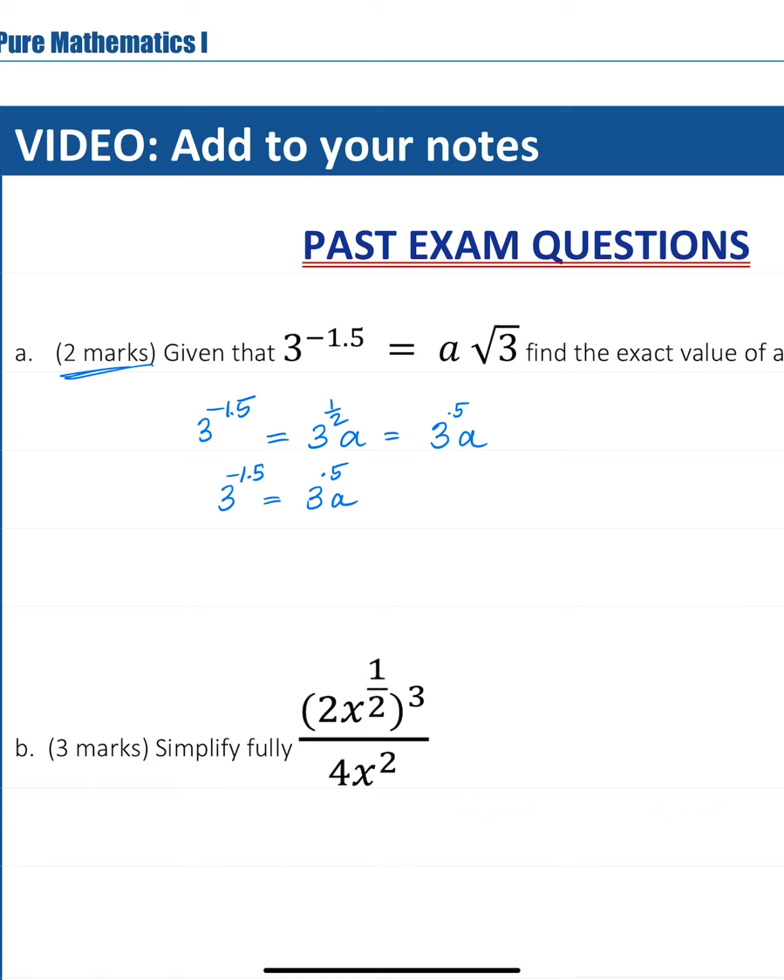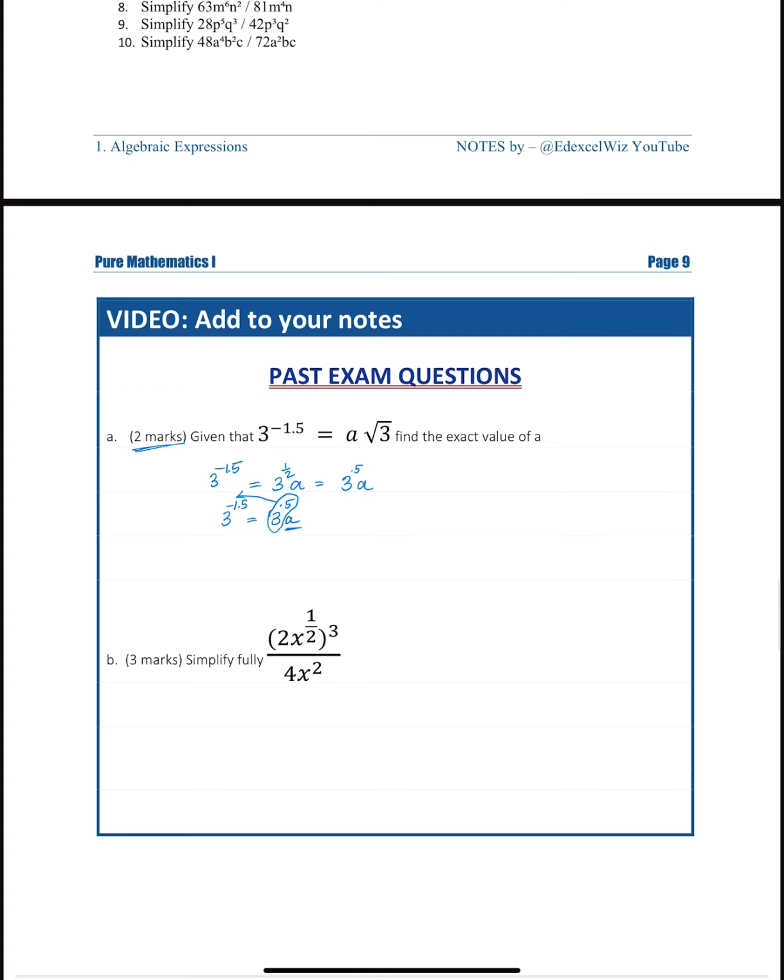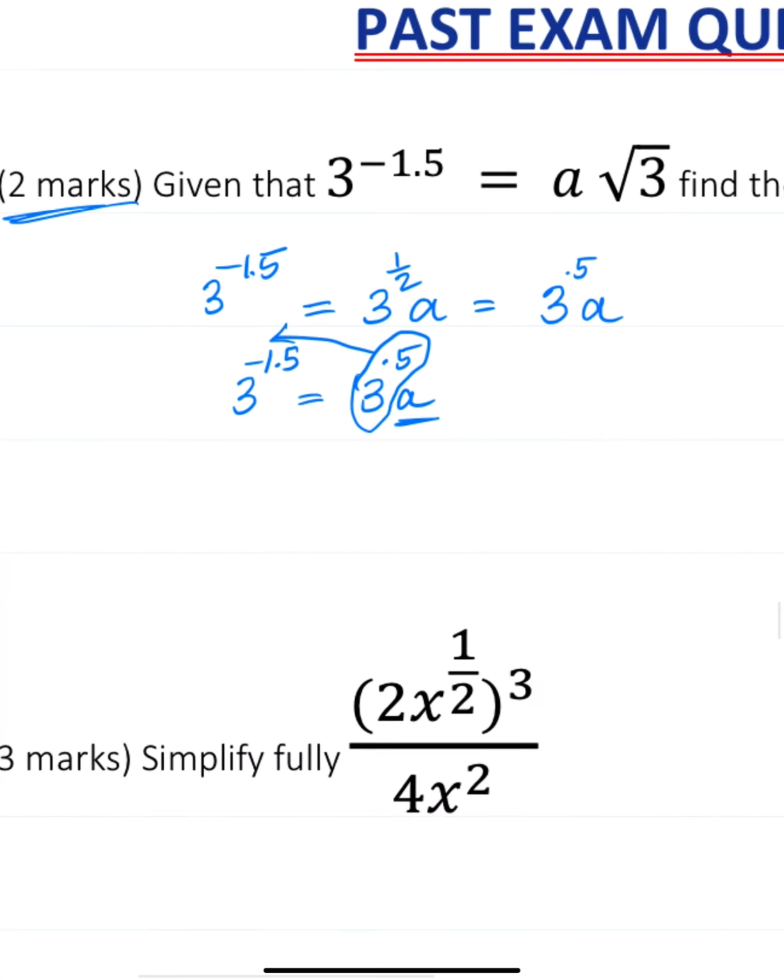Now when this jumps over to this side, we will get the value of a, which is what we're asked to find. Okay, so let's do that. When a multiplication jumps over the equal sign, it becomes a division. So we've got 3 to the power 1.5 divided by 3 to the power 0.5. And then this is what a is equal to.